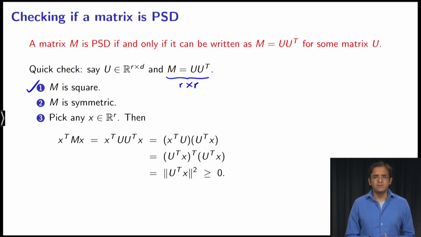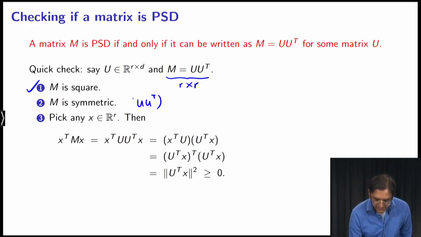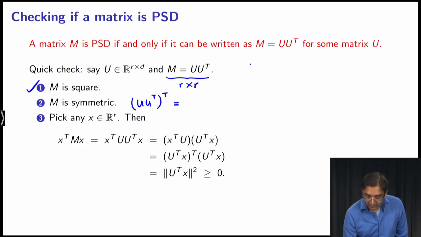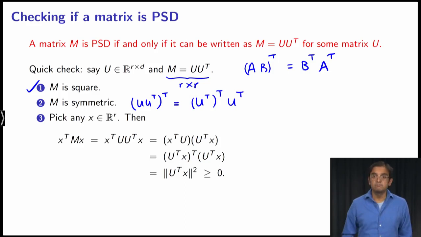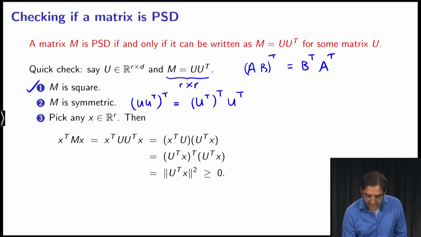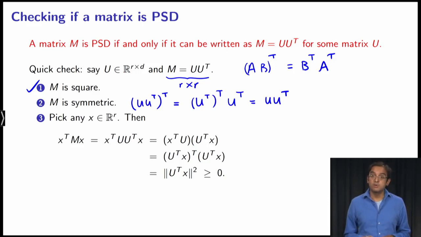Now, is M symmetric? Okay, let's see. Well, U U transpose, what's the transpose of that? What is that equal to? Well, if you remember, we had this formula for transpose. (AB) transpose is B transpose A transpose. So if we apply that, we get U transpose transpose times U transpose. What is transpose transpose? Well, if you just transpose a matrix twice, you get back the same matrix. So that's just U U transpose. And yes, M transpose equals M, so it is symmetric.